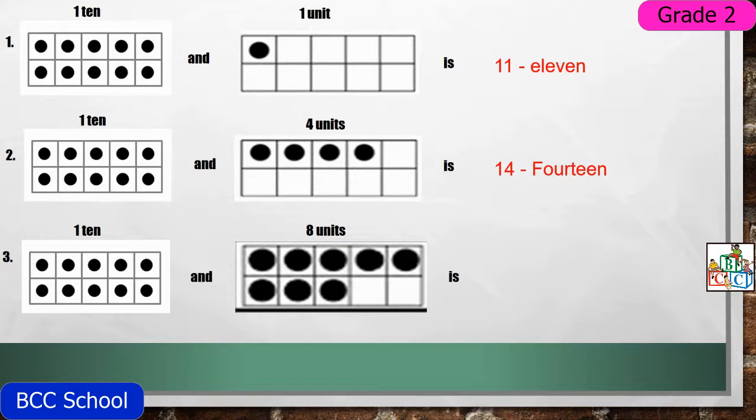Next one. One 10 and 8 units. We have 8 dots. Yes or no? So one 10 and 8 units. How much is this? 18. Let's spell 18. E-I-G-H-T-E-E-N, 18. One more time. E-I-G-H-T-E-E-N, 18. This we know very well. Yes or no? You have done this multiple times. Okay, you must remember the 10 frame. Next.